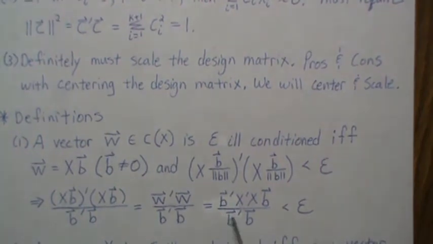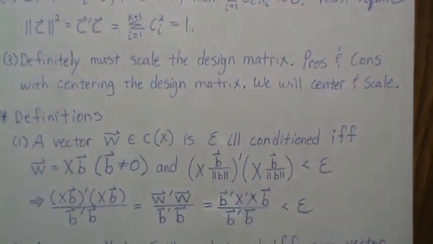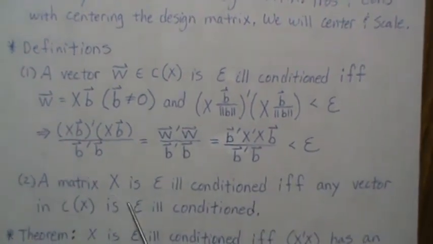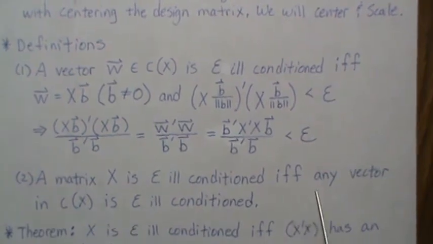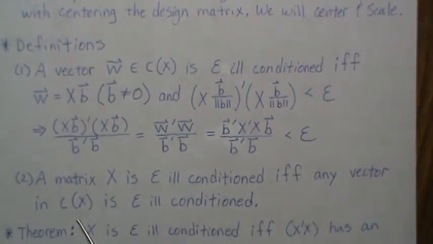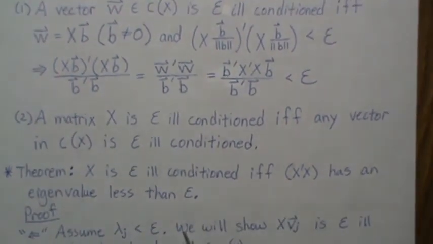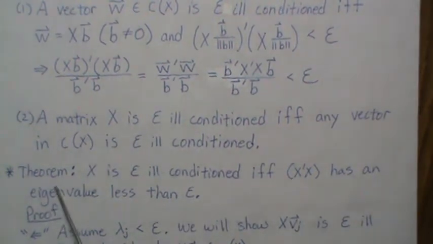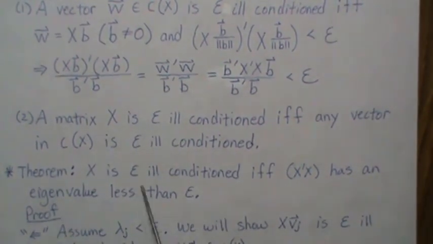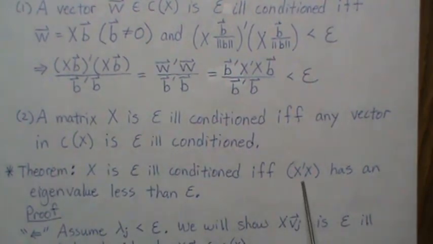It's the same definition. But notice here we get X transpose X again. That's interesting. So a matrix is epsilon ill-conditioned if and only if any vector in the column space is ill-conditioned. So when you say a matrix is ill-conditioned, that means there exists a vector in the column space that's ill-conditioned. Now, the theorem is, X is epsilon ill-conditioned if and only if X transpose X has an eigenvalue less than epsilon. So this is coming back into play.